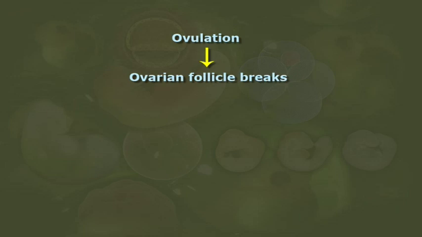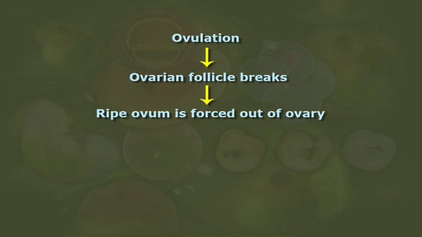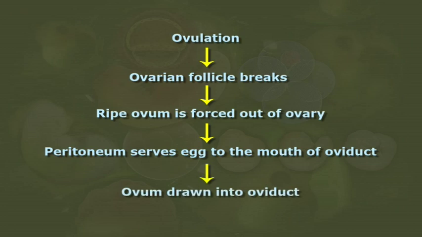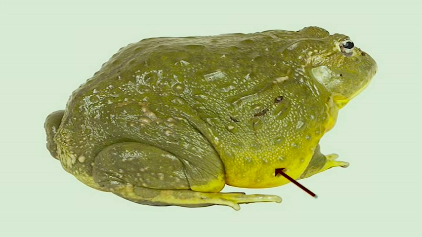During this process, the ovarian follicle breaks and the ripe ovum is forced out through the epithelial covering of the ovary into the coelom. The ciliary action on the peritoneum serves to convey the egg to the mouth or infundibulum of the oviduct. This is also ciliated and the ovum is drawn into the duct. In about 2 hours after entering the infundibulum, the egg reaches the uterus, where it may remain for a day or two until this portion of the oviduct is full.